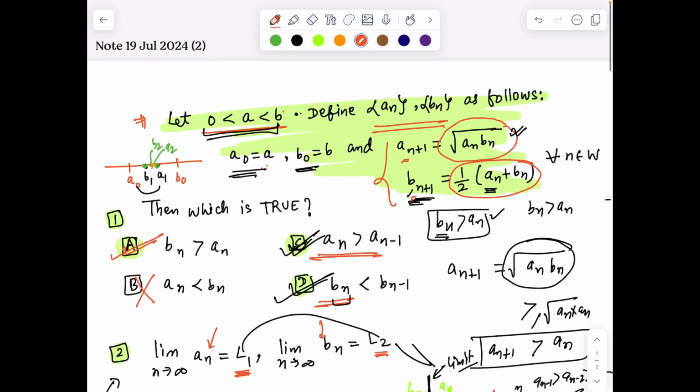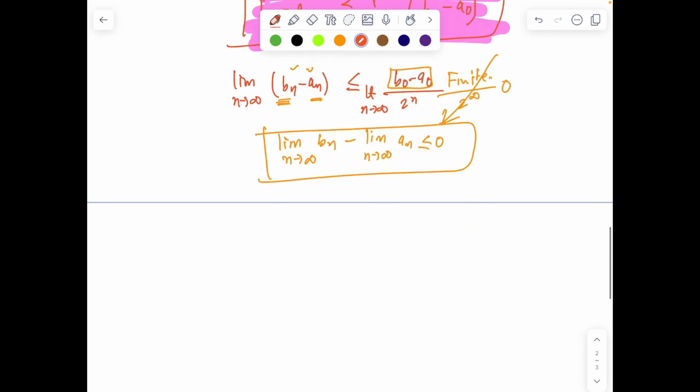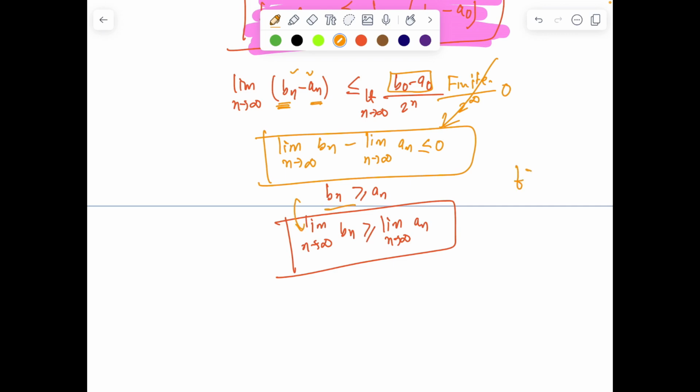But we know from the AM-GM inequality, the b_n sequence is always more than the a_n sequence for any particular n. So that will show b_n is always more than or equal to a_n. So hence the limit of b_n has to be more than or equal to the limit of a_n. This is not true in general, because if a function f is greater than g, we can't tell that the limit of f as x tends to a is definitely greater than the limit of g. That's clearly wrong, because they might merge to the same limit as well.